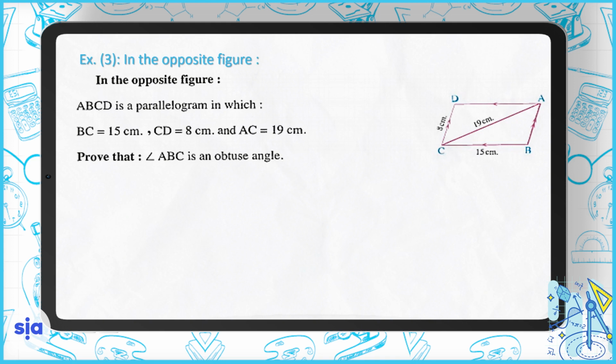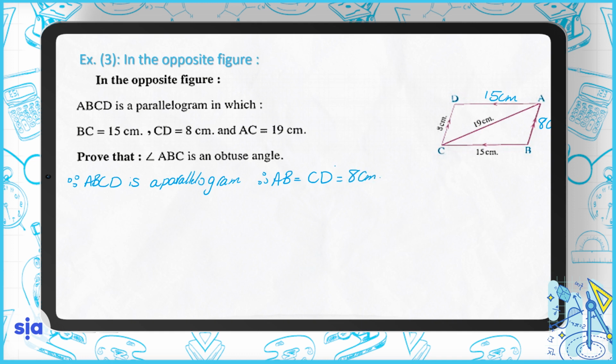Exercise number 3. For this opposite figure, the question wants us to prove that angle ABC is an obtuse angle. As long as ABCD is a parallelogram, for sure AD is 15 centimeters long and AB is 8 centimeters long. So let's write this down. Since ABCD is a parallelogram as given, therefore AB is equal to CD is equal to 8 centimeters.